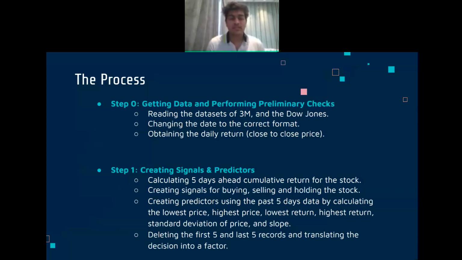These signals actually helped us. We've used the past 5 days signals to calculate the next day's signal, would it be buy, sell, or hold. So what we did was we actually created a predictor using, again, the lowest price, highest price, lowest return, highest return, standard deviation, as well as a slope of the past 5 days data of the particular stock. And then we deleted the first 5 and the last 5 records in order to clean the data set and move on with it, since we use that as a training data.